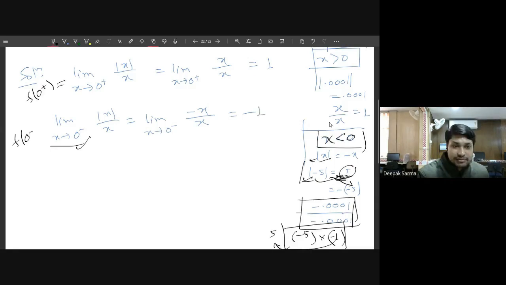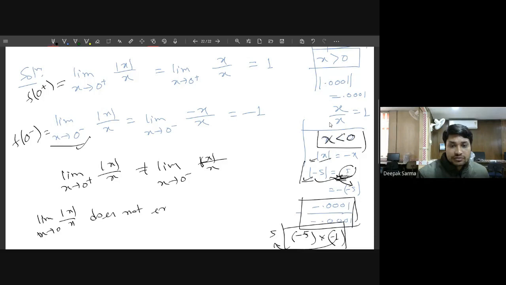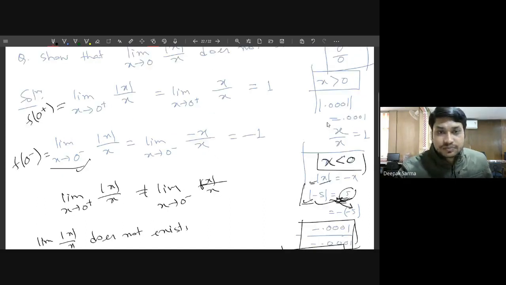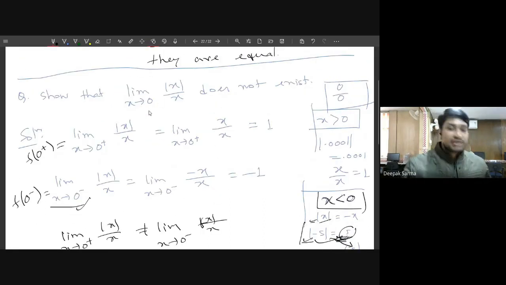So here the value is minus 1 because I have the minus sign here. So you see, both limits exist, left hand limit and right hand limit, but the values are different. One is plus 1, one is minus 1. So we say that the limit does not exist. If you want to try yourself, because x tends to 0 means x is very close to 0, but x is not equal to 0.